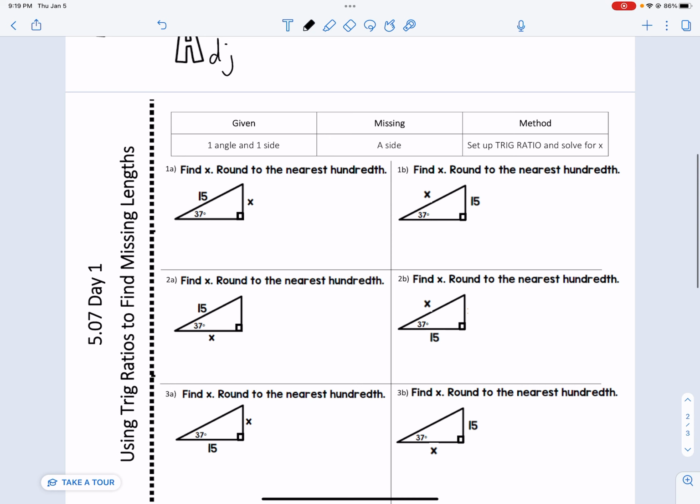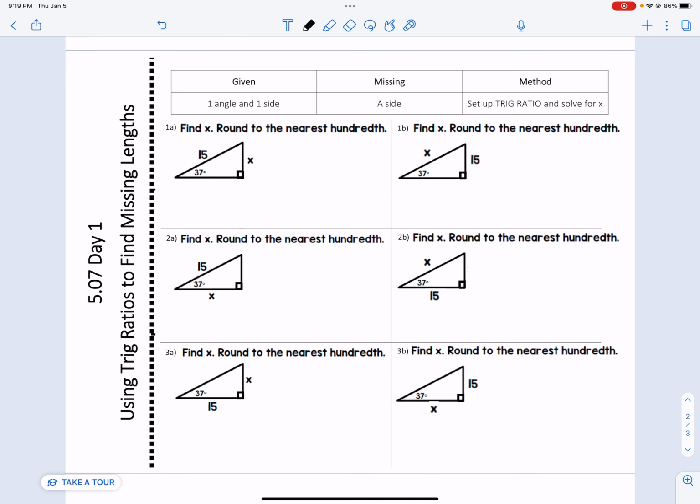All right, so for today's notes, this is day 1, in which we're given a specific case of one angle and one side, and then we're missing a side. So we're trying to find that other side, and then we're going to solve it by setting up trig ratios and solving for x. All right, so let's look at the first one. I'll go through 1, 2, 3, and then you guys do the b's. I'll do the a's.